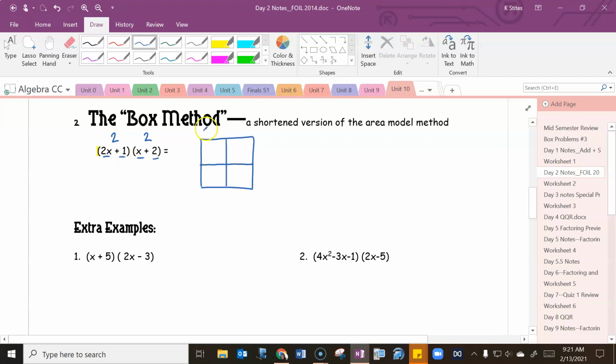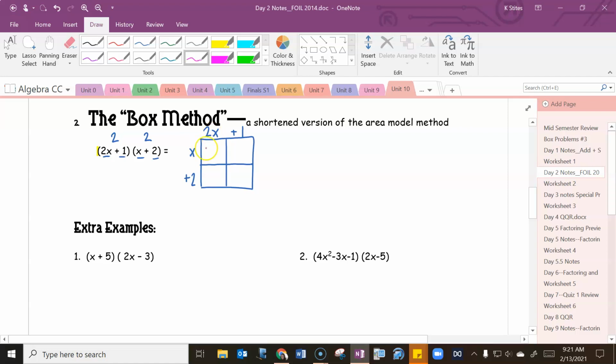The 2x plus 1 I'll put on top, and the x plus 2 I'll put on the side. It doesn't matter whether you use top or bottom or left or right, and it doesn't matter which binomial goes in which location, but you just need one on the top or bottom and one on the left or the right. Now what we're going to do is find the area of each little square by multiplying.